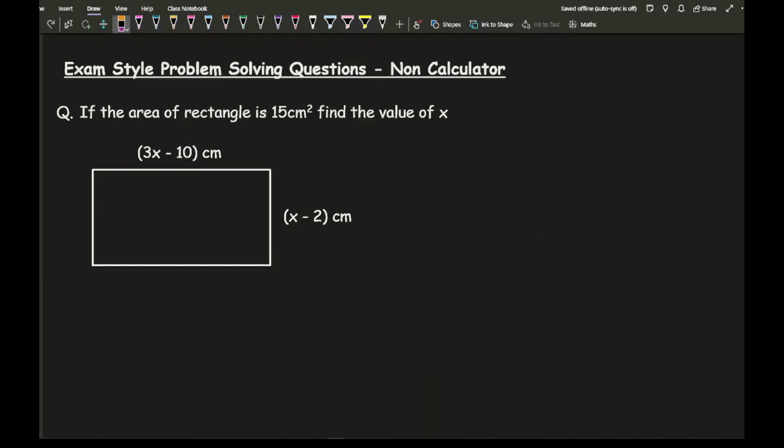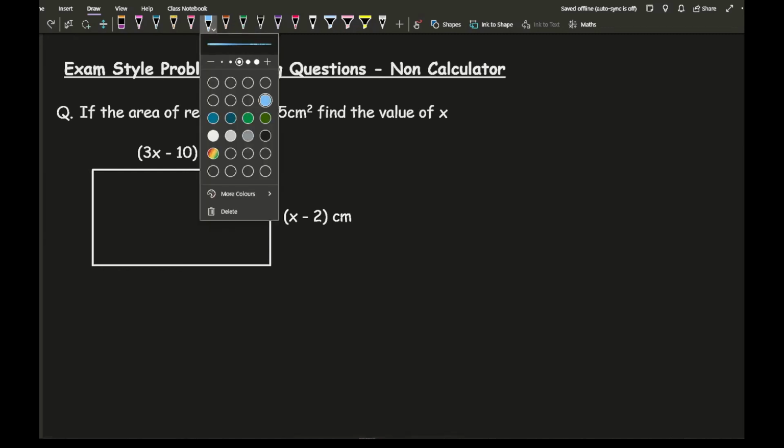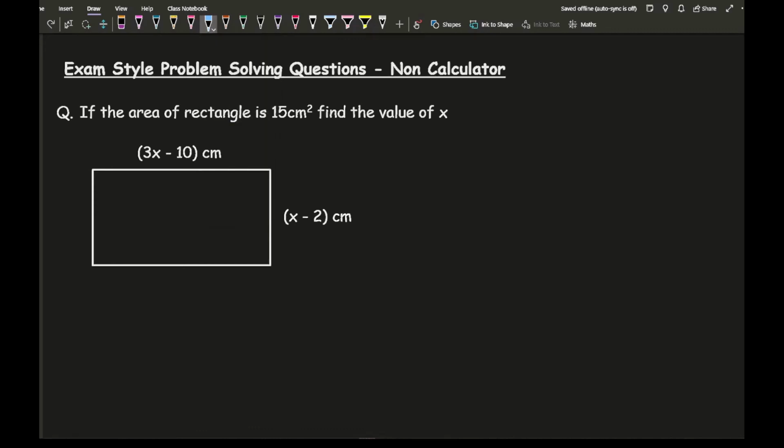Now finally, let's have a look at an exam style problem solving question which is from a non-calculator paper. So this question says that if the area of the rectangle is 15 centimeters squared, find the value of x. So looking at this question, now some of you may be able to tell me what the answer is straight away just by guessing, but unfortunately that's not going to get you the full marks because we're going to need to solve this algebraically. Now to work out the area of a rectangle, we just simply multiply the length by the width, or the height times the base, whichever you prefer.